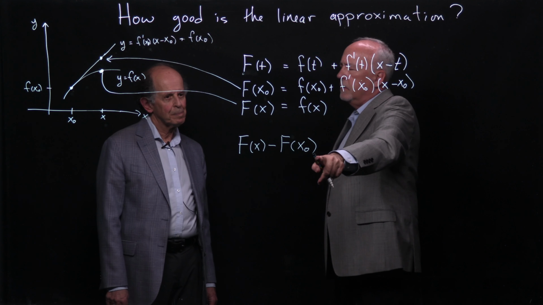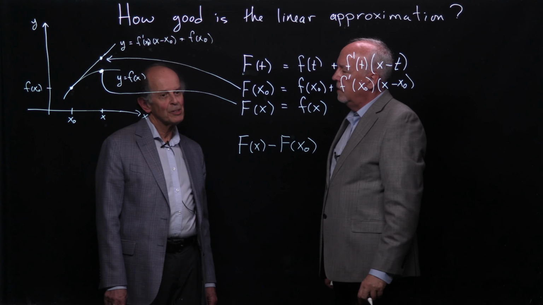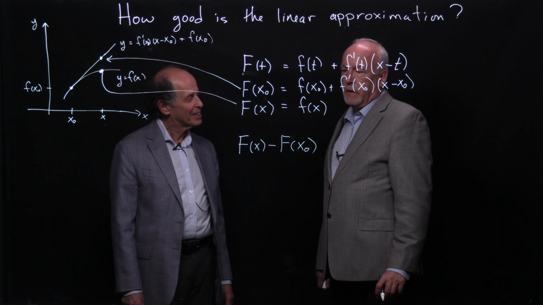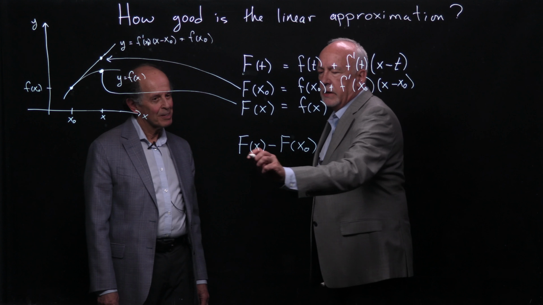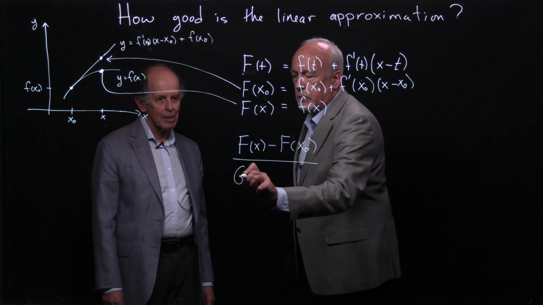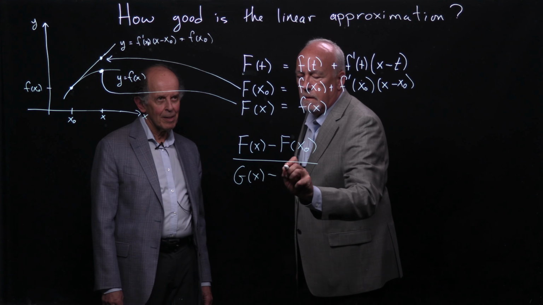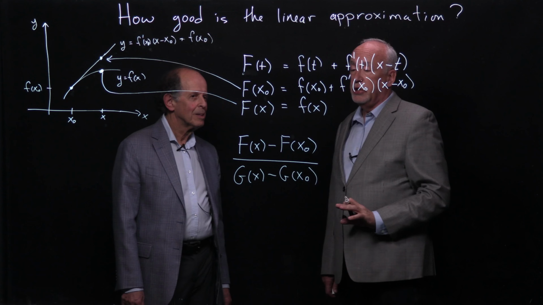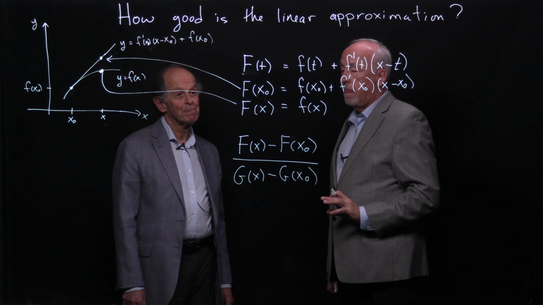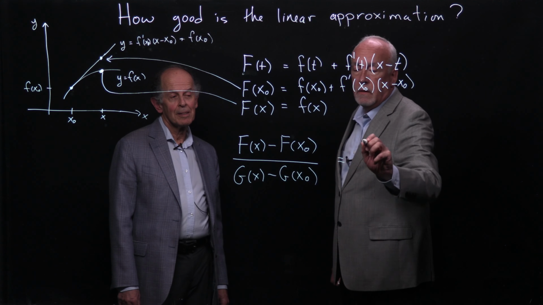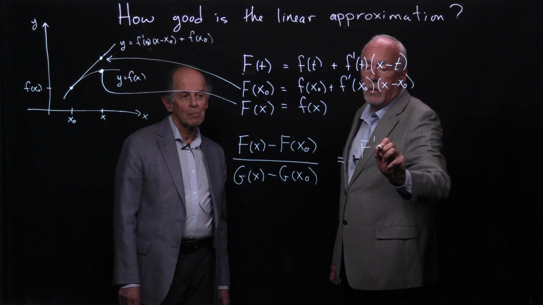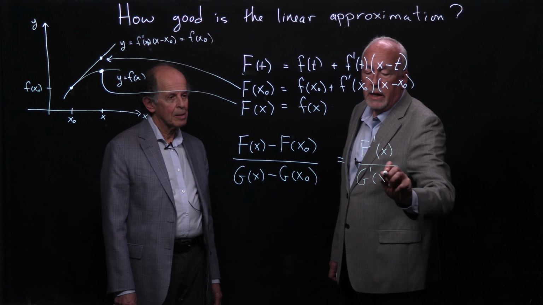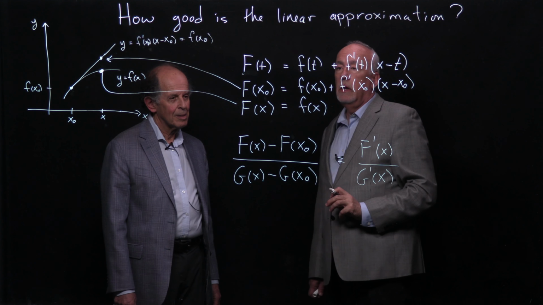Does that look like something we just saw in the Cauchy Mean Value theorem? It sure does. We were looking at f of x minus f of a, and then we had to divide by something. I'm not going to tell you what g is yet, but if I pick a good choice for g, this will work out really nicely. This is going to give me f prime of x divided by g prime of x.